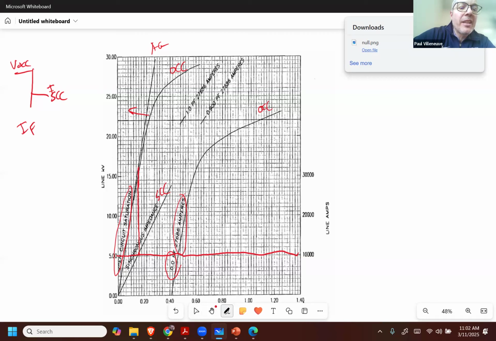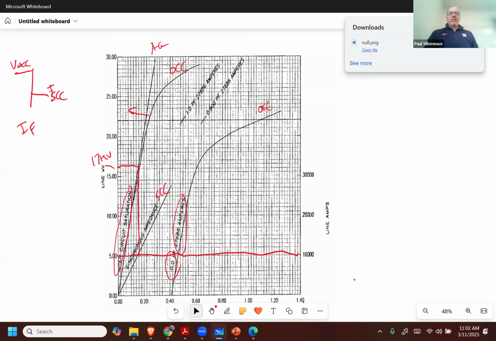And I don't know, right about here maybe is where that value is. So to me, that's around 17,000 volts. That look okay?